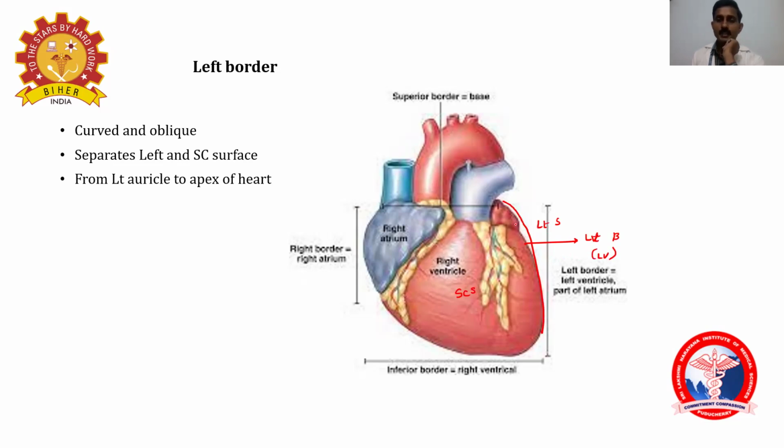Where is the extent? The starting point is from the left auricle, ending in the apex. The first part we saw was the apex, so it ends in the apex of the heart. So this is the extent of the left border of the heart.